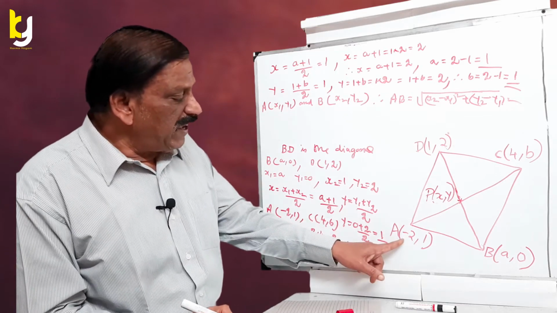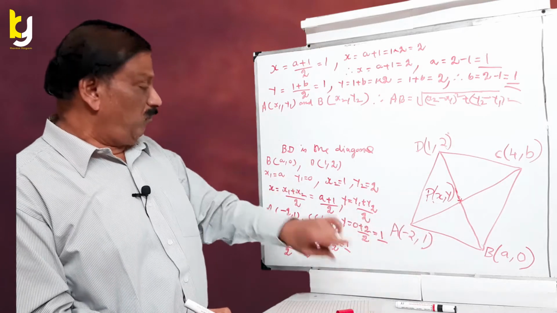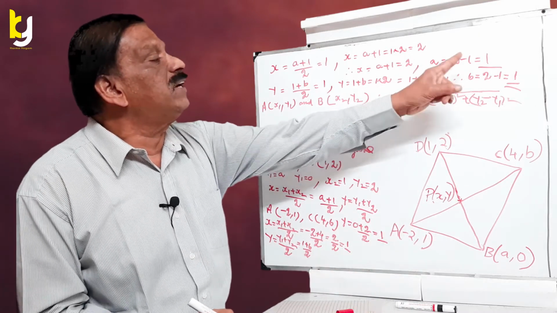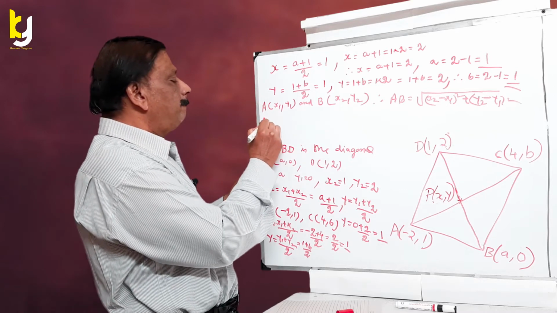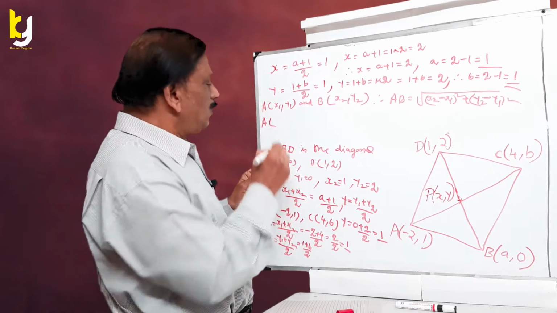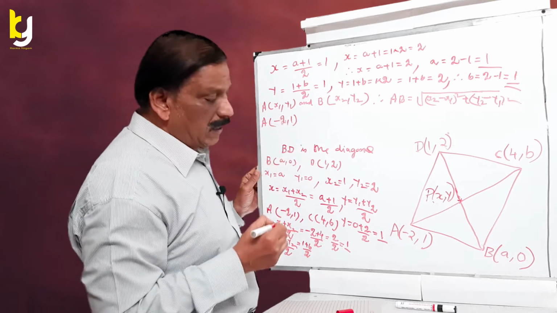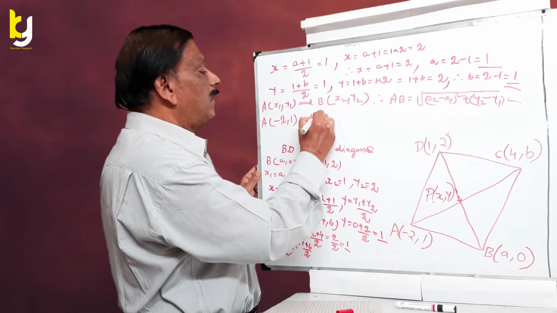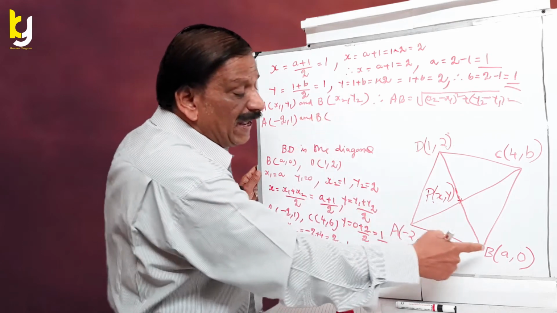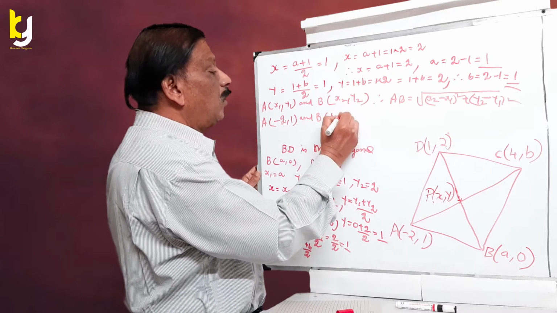In this case, A is (-2, 1), B is equal to (a, 0). But the value of a we know, that is 1. Therefore, A is (x1, y1), that is (-2, 1), and B is (a, 0). a is equal to 1. Therefore, B is (1, 0).